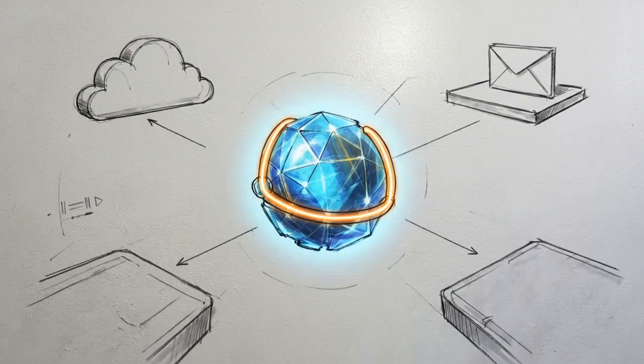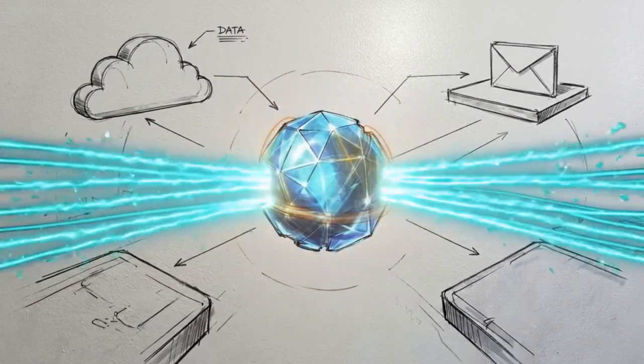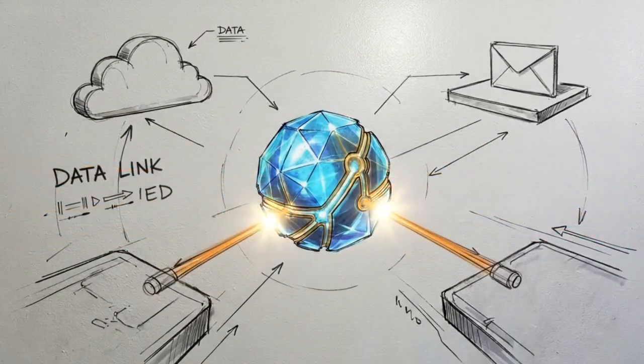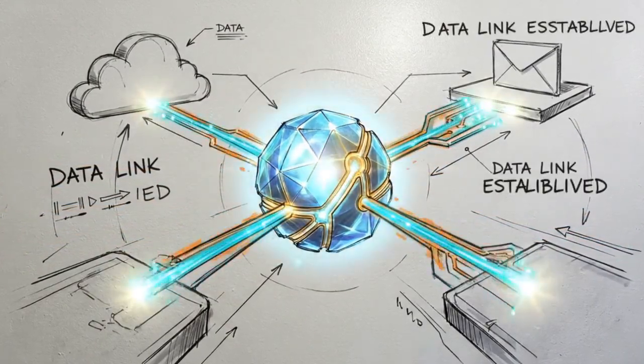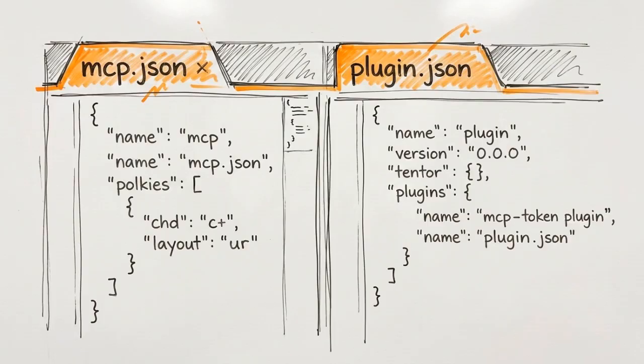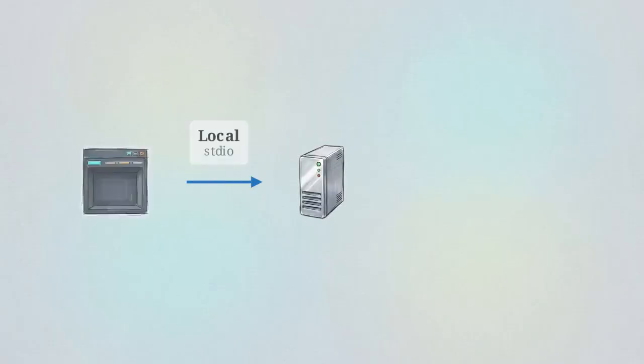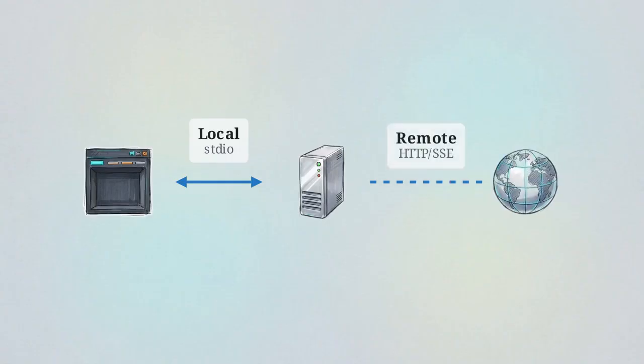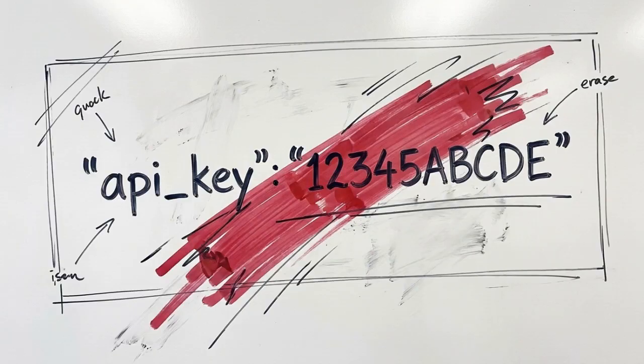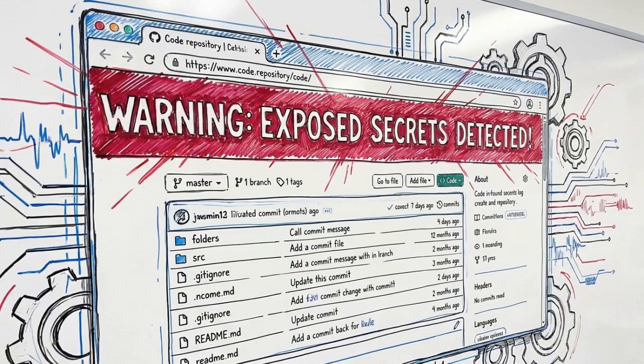To connect the agent to external services like Salesforce or Google Workspace, Cursor uses the Model Context Protocol, or MCP. Inside your plugin directory, locate and open the mcp.json or plugin.json file. These lines define how the plugin communicates, either through standard input-output for local scripts or via remote HTTP endpoints. Never save your raw API keys directly in these JSON files. Hard-coding credentials makes them vulnerable to exfiltration or accidental commits to public repositories.